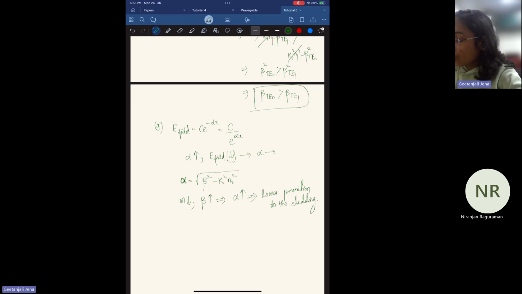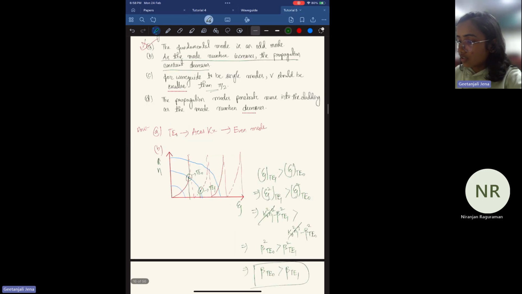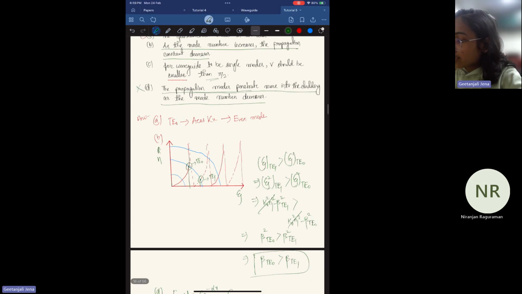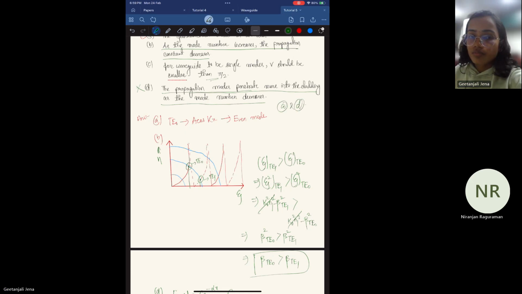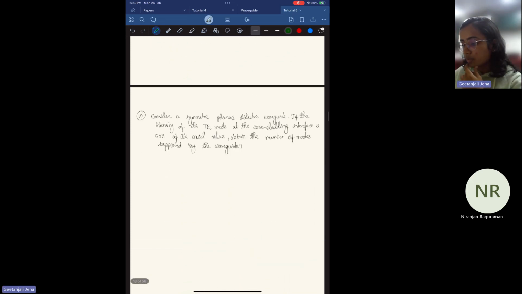So that means the leakage into the cladding by the lowest mode is smaller than that of the higher order mode. So this option is also not correct. The propagation modes penetrate more into the cladding as the mode number decreases, so this is also not correct. So the answer will be options A and D. So let us move to our next problem.